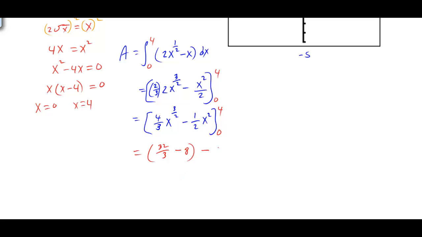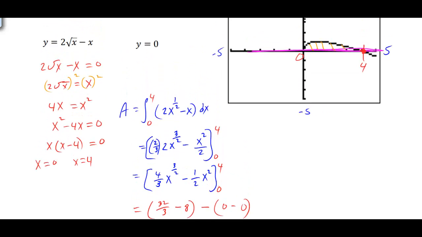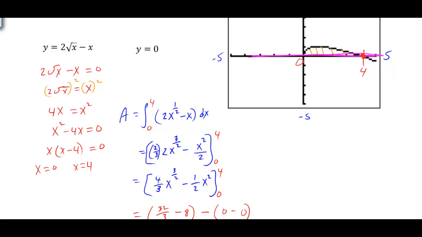Then remember, it's minus the lower limit. If we plug in the lower limit, both of those turn out to be 0. So we have 32/3 minus 8, which is equal to 8/3. That gives us the area of this region that is below our function here and the line y equals 0, which is the x-axis.